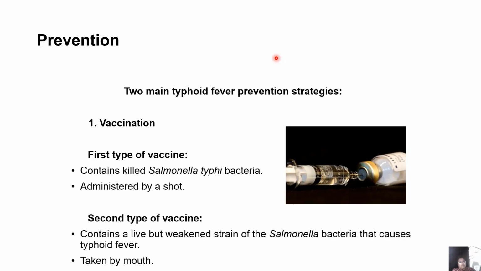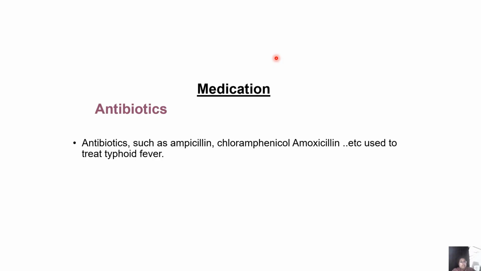So what is the prevention? Two main typhoid fever prevention strategies. Either vaccination: the first type of vaccine contains killed Salmonella typhi bacteria, administered by a shot. The second type of vaccine contains a live but weakened strain of the Salmonella bacteria that causes typhoid fever. It's taken by mouth. And the medication is antibiotics, such as ampicillin, chloramphenicol, amoxicillin, etc., used to treat typhoid fever.